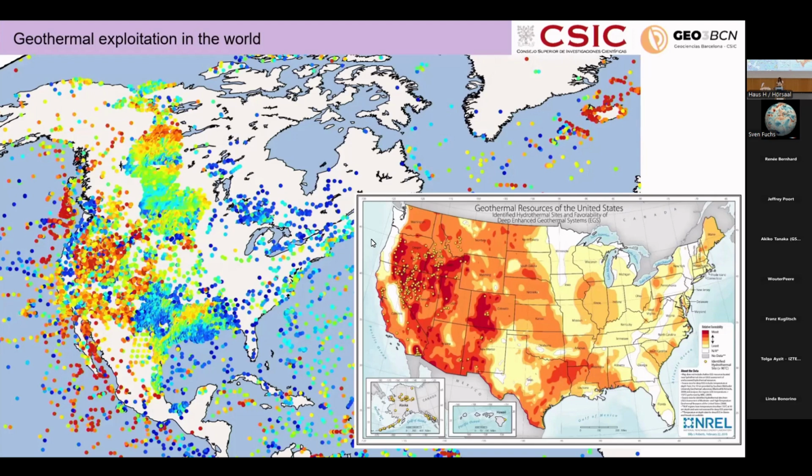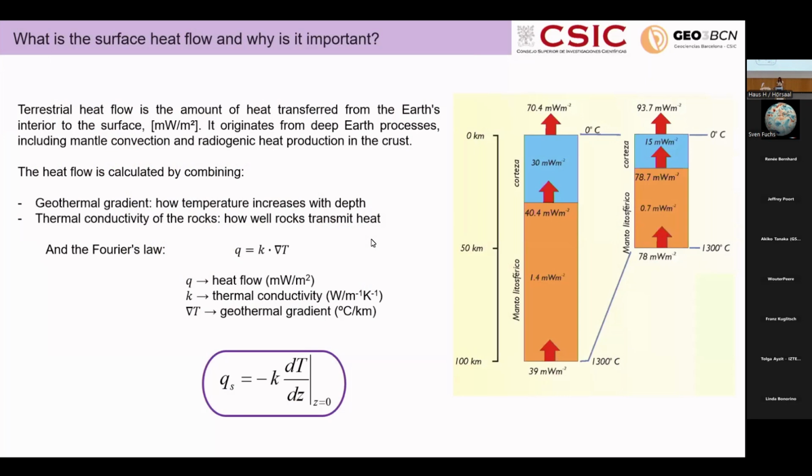Then, what do I mean by all this? This means that the surface heat flow has a clear correlation with what's happening in the lithosphere and in the mantle, and then it is a good data set that has to be used as data.